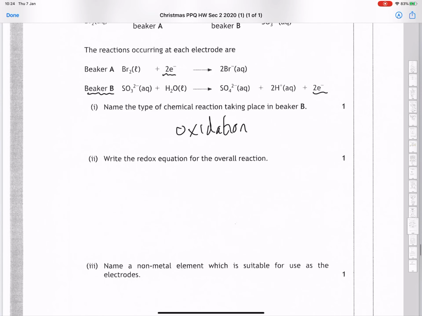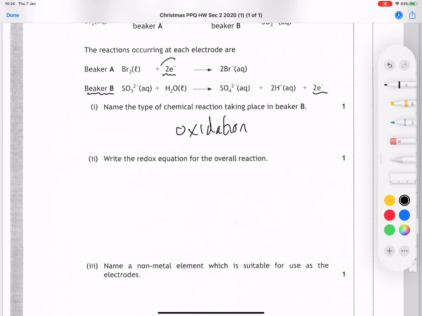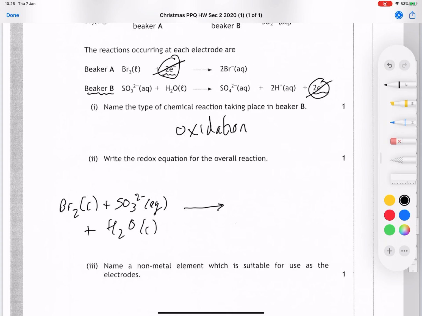Write the redox reaction for the overall reaction. So we have 2 electrons on each side, so they just cancel out. And then we write everything we have on the left, everything we have on the right, separated by the arrow. So we have Br2 liquid plus SO3 2 minus aqueous plus H2O liquid goes to 2Br minus aqueous plus SO4 2 minus aqueous plus 2 protons, and you need all that to get the 1 mark.